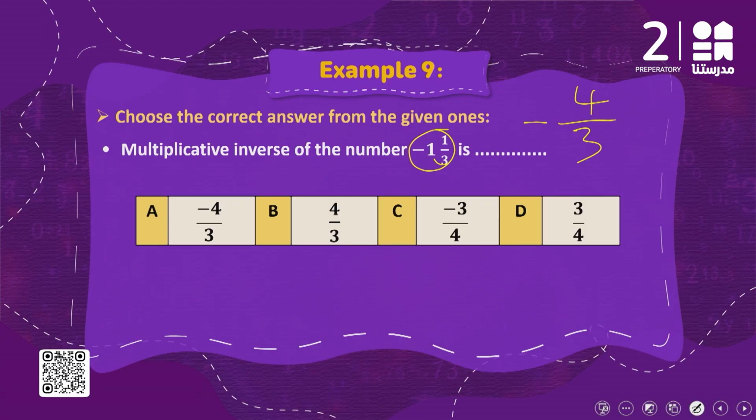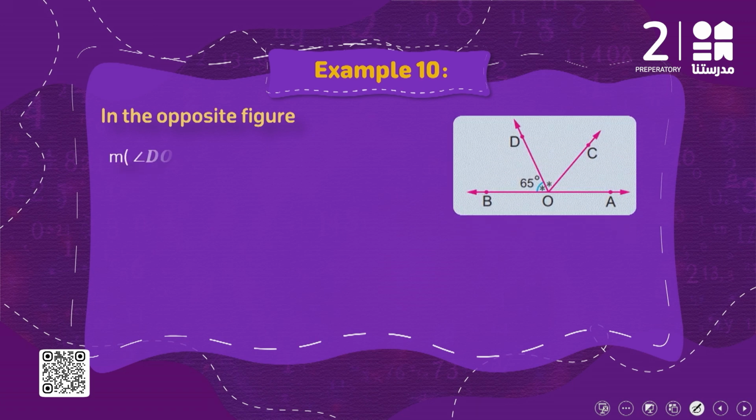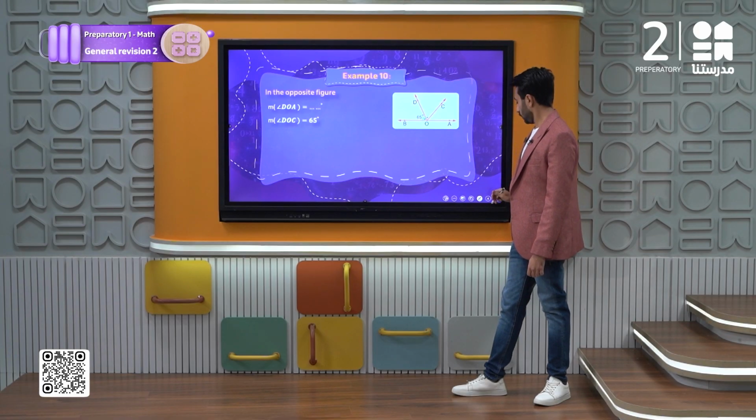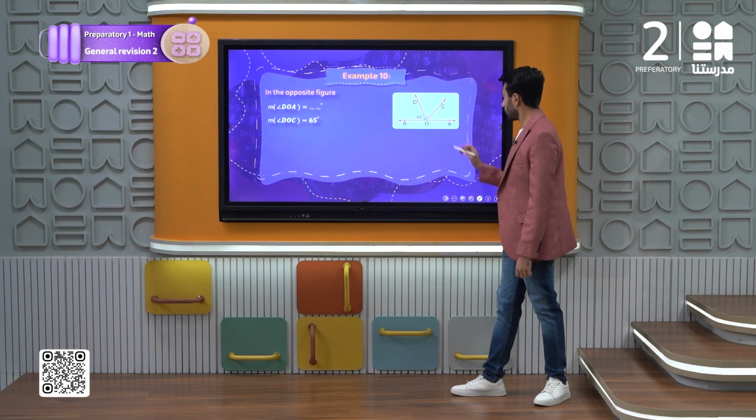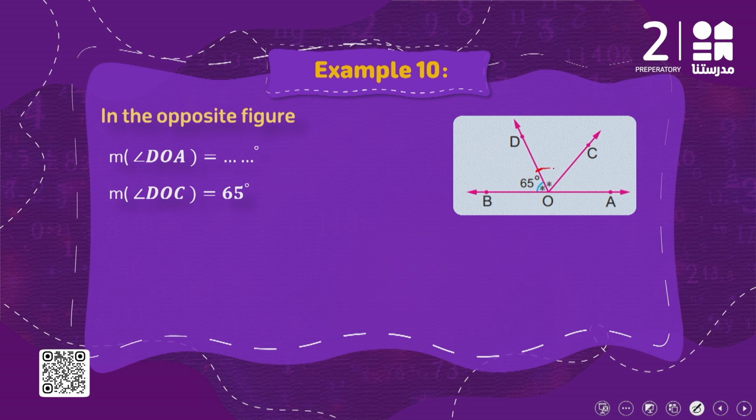So it will be negative 3 over 4, letter C for sure. In the opposite figure, measure angle DOA is unknown. If you know that measure angle DOC is 65, here you have this 65. You just need to find measure angle DOA. This is the total angle. We know this sign, if it's repeated here, that means this is also equal to 65. And then to find this angle, simply you can subtract these two values from 180.